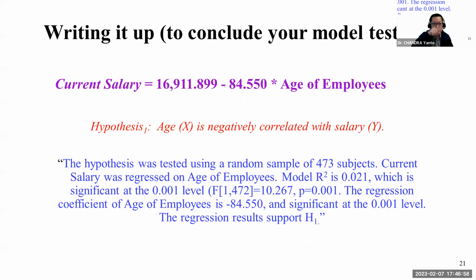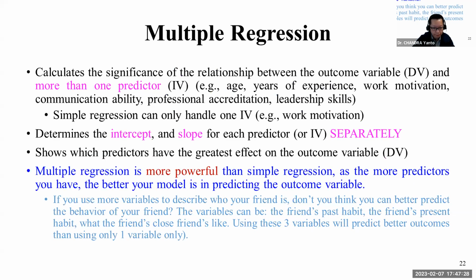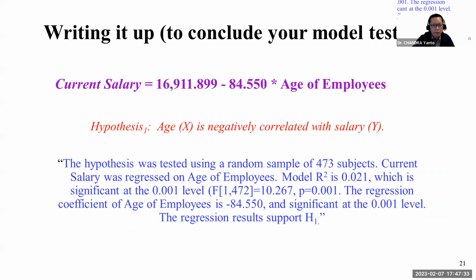So the F test for 1, 472 equals 10. The F test value is 10.267 and it's significant, 0.001. So the regression coefficient is negative 84.55, significant at the 0.001 level. So the regression supports hypothesis 1, that is, it provides evidence that age is negatively correlated with salary. So that's how typically you report your results. So I'll stop it there for very simple bivariate regression.